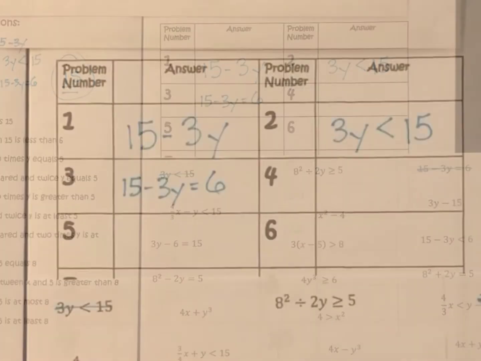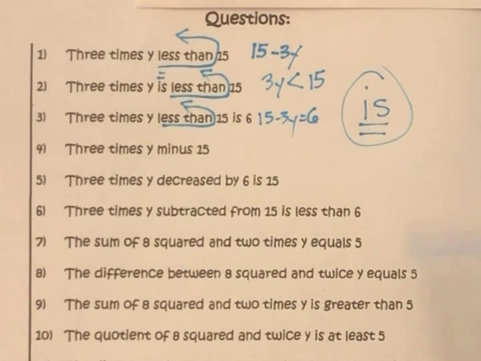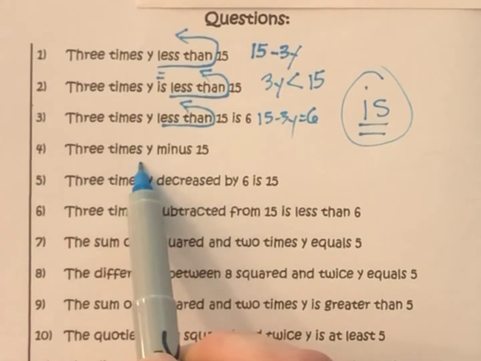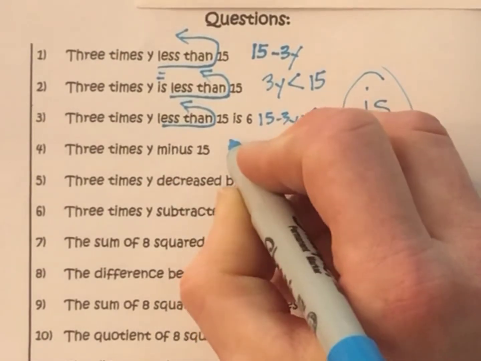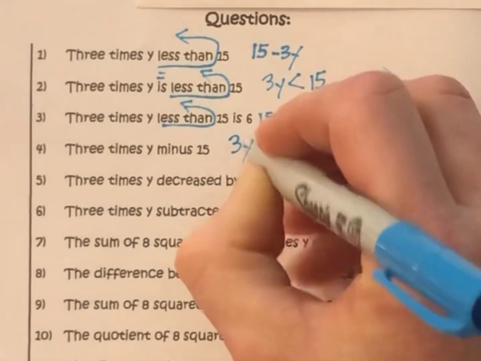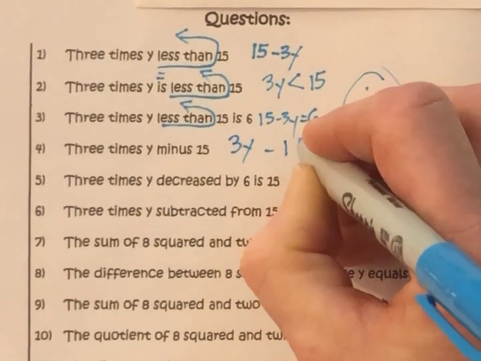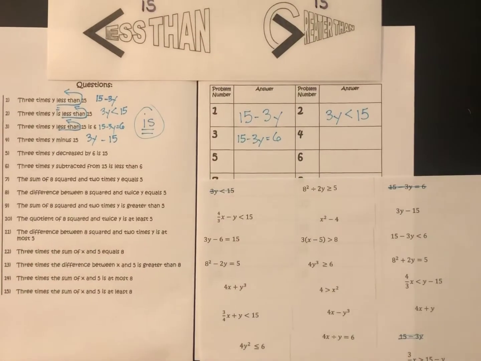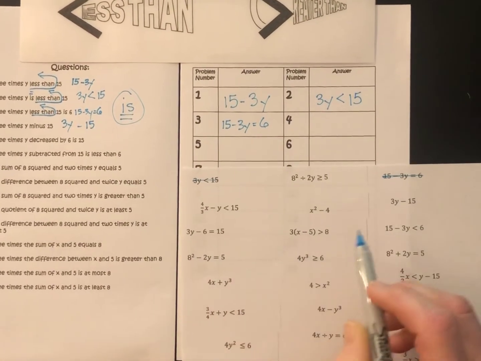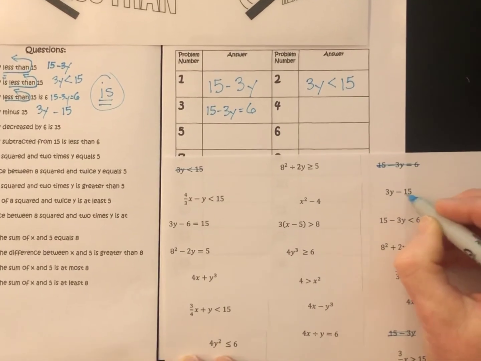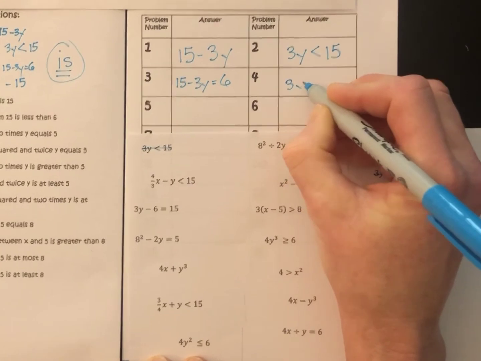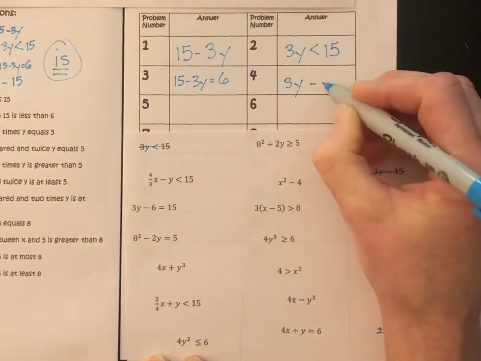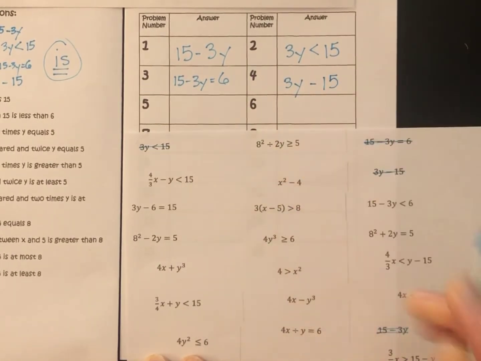Got it. Now, number 4. 3 times y minus 15. Oh, that's pretty simple. 3 times y minus 15. Boom. All right, so, oh, I found that one. 3 times y minus 15. There we go.